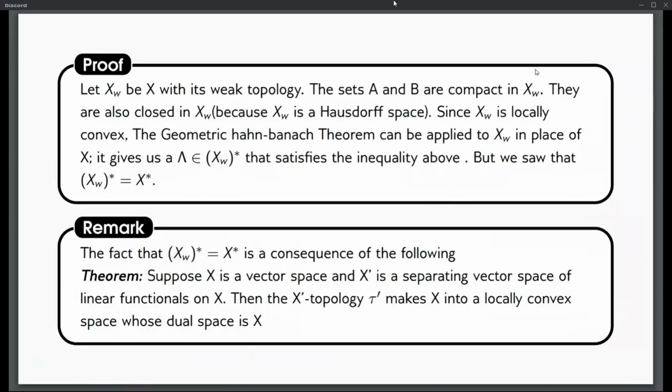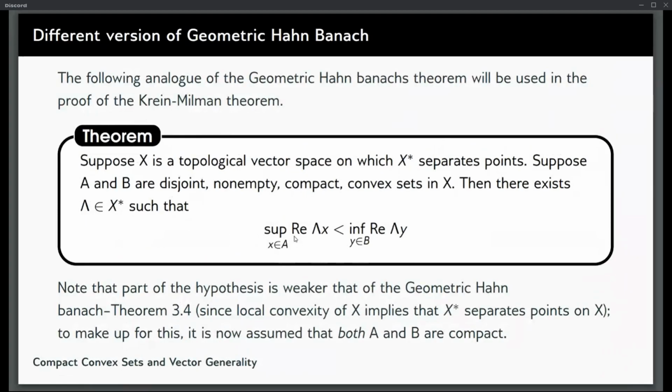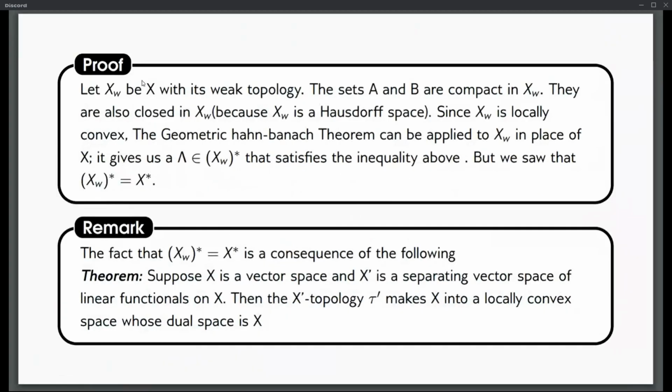Now, for the proof of this, we let X_w be X with its weak topology, and A and B are compact in X_w. Because they are in a Hausdorff space, they are going to be closed. And because X_w is locally convex, the geometric Hahn-Banach theorem can be applied to X_w in place of X. So this gives us a linear functional in the dual that satisfies this inequality. So we've moved from a normal space to a locally convex one, used the geometric Hahn-Banach, and now because the dual of X with the weak topology is itself the dual of X, we get our result.